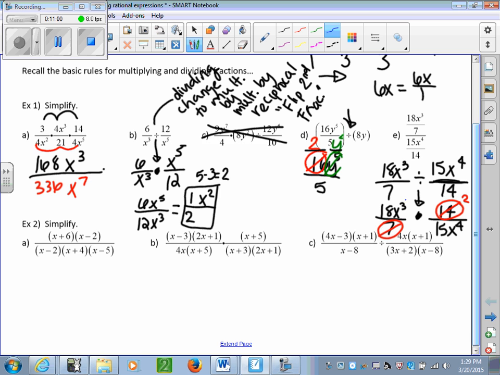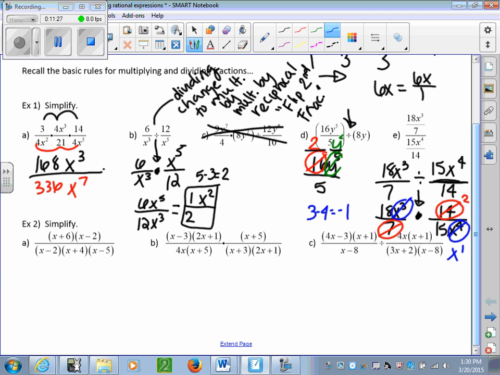I have this x cubed right here and this x to the fourth right here. I know when I divide, I subtract my exponents, so I have 3 minus 4 equals a negative 1. So that means I'm going to end up with an x to the first in my denominator. If it was a positive 1, I'd have an x to the first in my numerator. Okay. Let's see, anything else?